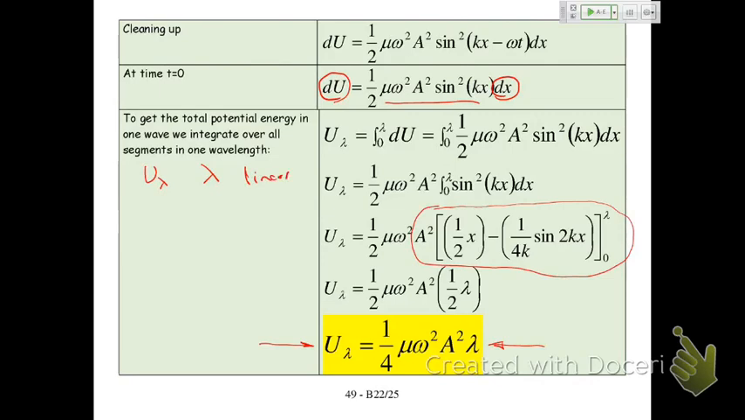Because if all these other things are constant, then if lambda doubles, your energy doubles. It's linear. How does it go with amplitude? Oh, well, then it's a squared relationship. If I double my amplitude, I get 4 times my energy. So I'll gladly give you the equation, but then I want you to interpret it.